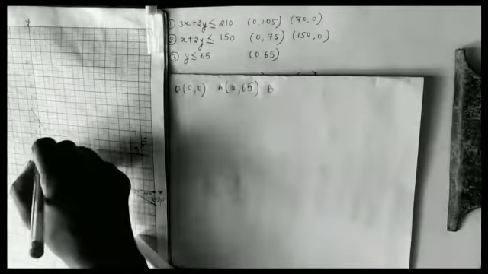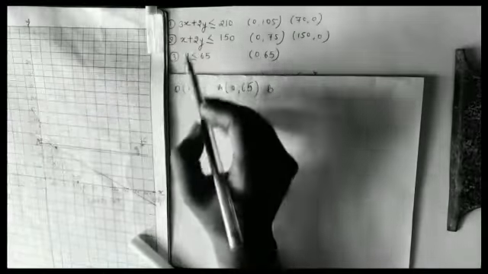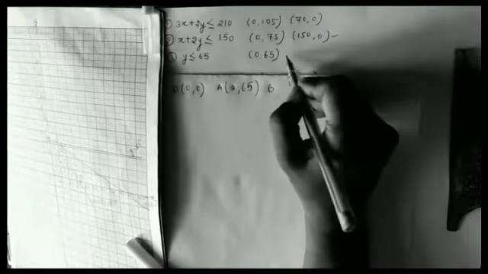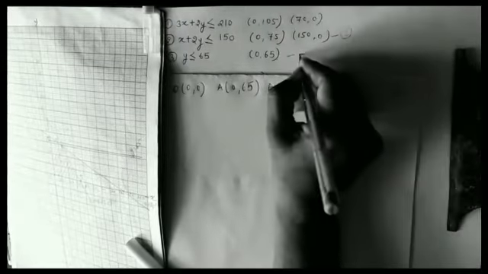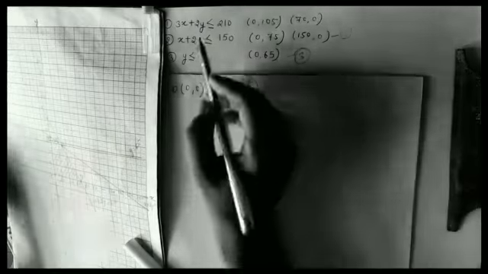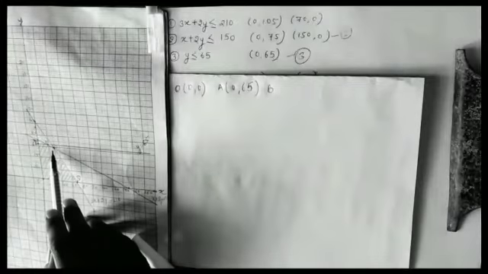B point is the intersection of line 2 and line 3. This is the intersection of line 2 and line 3. So we have to find the intersection point of these lines. There are 2 methods we can use to find it in this graph.